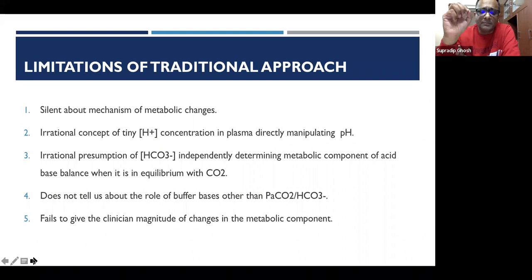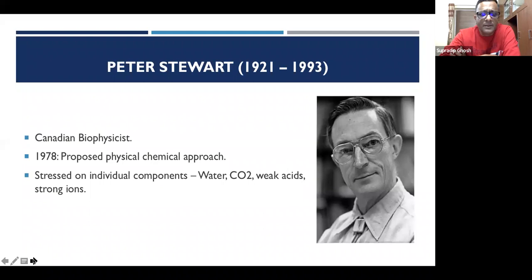solid rationale behind it. That's the reason the Canadian biophysicist Peter Stewart proposed this physical chemical approach in the 1970s, and his paper came out in 1978. I have a copy of this paper. If you want to see, I can show you at the end. So he stressed three individual components: water, carbon dioxide, weak acids, and strong ions. He said that these are the components which finally determine the pH and other things.